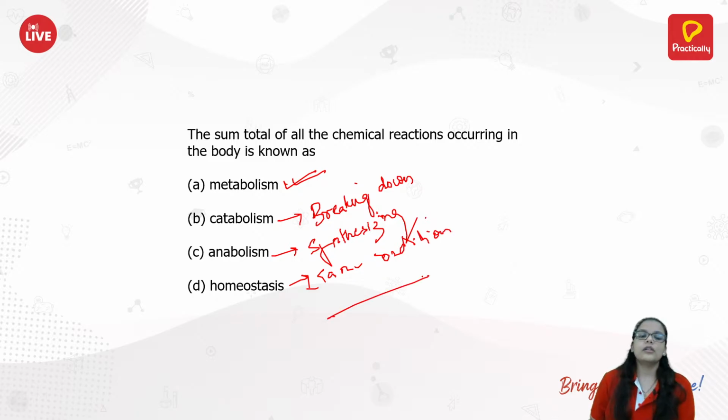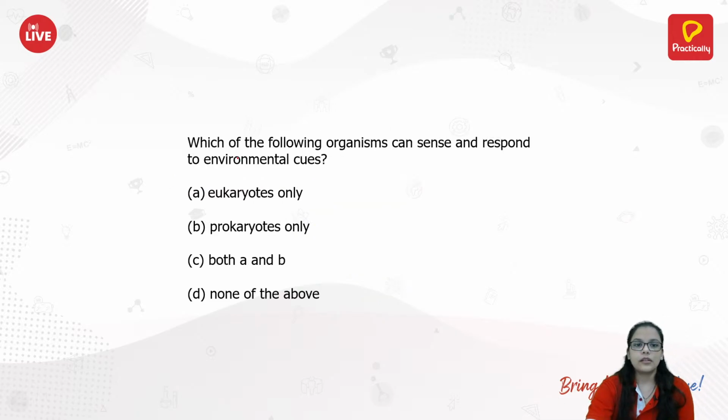Okay, so the answer is A, metabolism. Okay, the next one, which of the following organisms can sense and respond to environmental cues? A, eukaryotes only, B, prokaryotes only, C, both A and B, D, none.